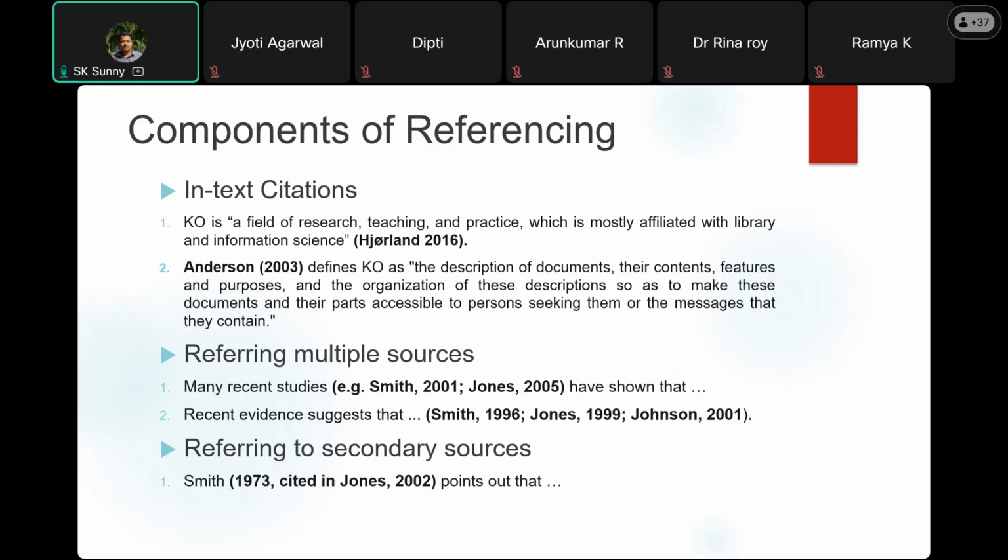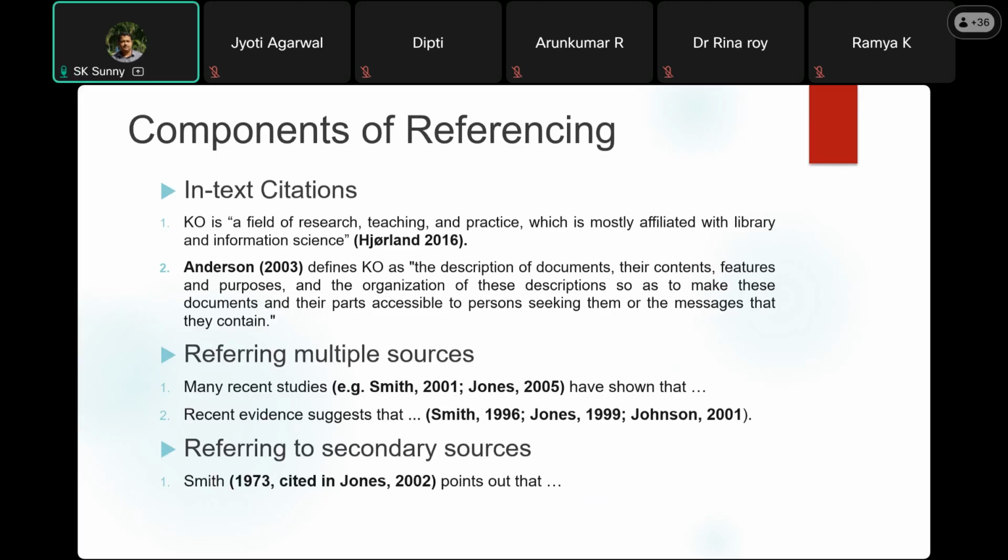Secondary sources. This is one example. Here in this example, what it reads: Smith 1973 cited in Jones 2002. So the latest paper is Jones paper, which I am reading, and Jones has cited Smith in his paper. Smith published in 1973. I am reading Jones paper published in 2002. So how to cite Smith? This is the problem for me.